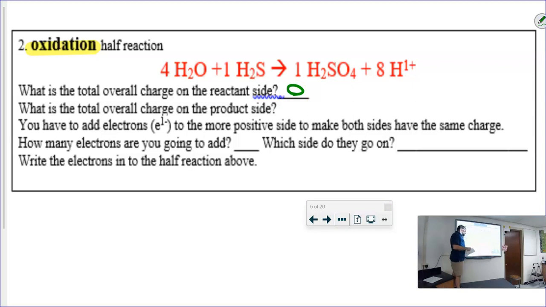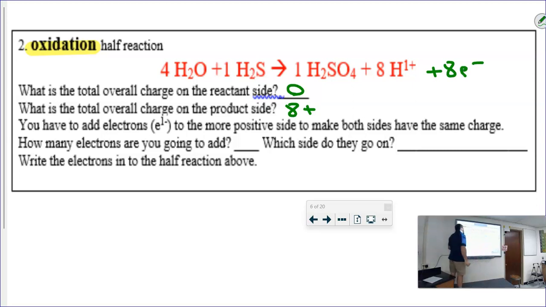On the product side, I have H2SO4 and I have H1+. H2SO4 is neutral. There's no charge next to it. But H1+ is 1 plus. How many of those do I have? I've got 8, right? You cannot forget about that coefficient. I've got 8 total positive charges on the product side. The next step says we've got to add electrons to make the more positive side come down so that it equals the other. So I've got a 0 charge. I've got an 8 plus charge. This is pretty easy. I need 8 electrons over here.